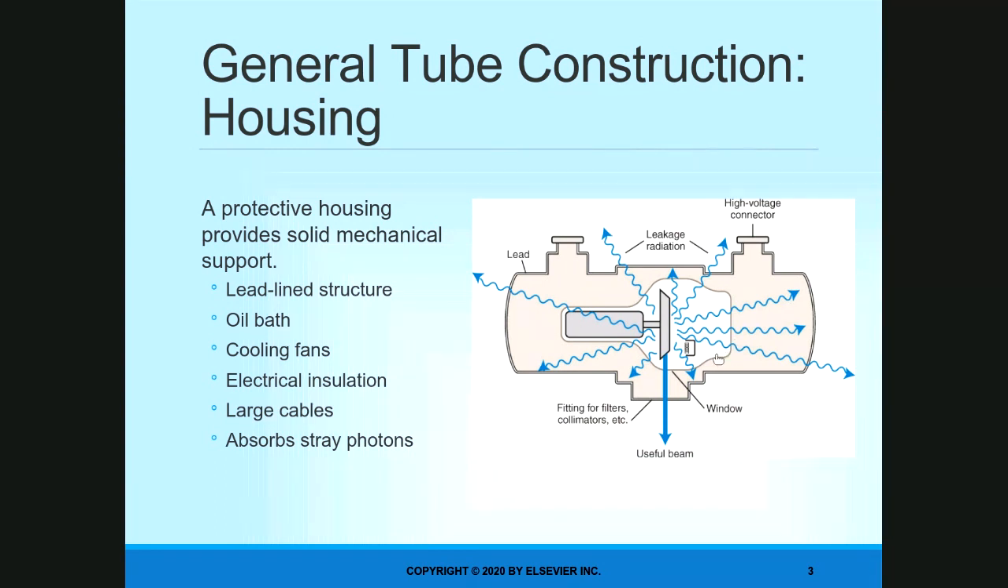Now, notice I have this labeled as leakage radiation, which means that ideally you want the radiation that we create to come out here, which is the window of the unit. And notice it says here that this is the useful beam. This is the portion that is directed down towards the patient. It's called the primary beam. So what comes out of here is directed towards the patient. Anything else that escapes at an area other than the window of the X-ray tube is considered leakage radiation.